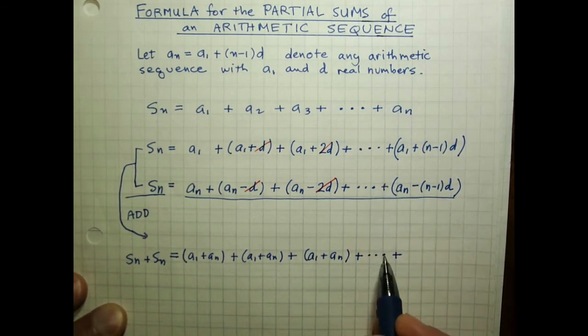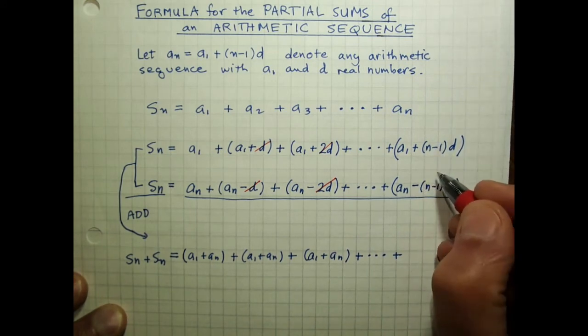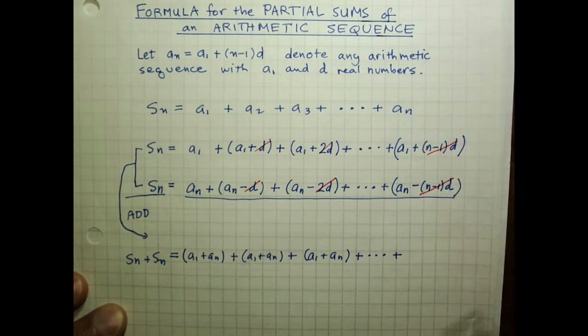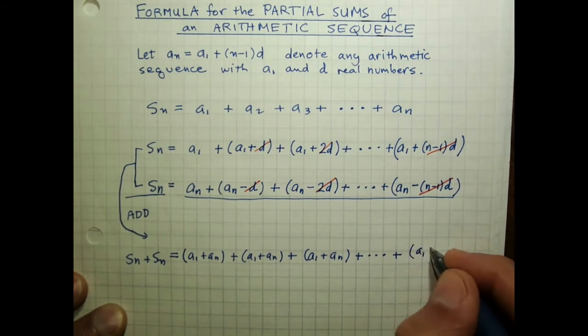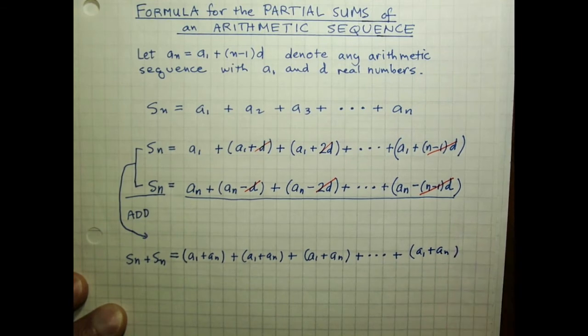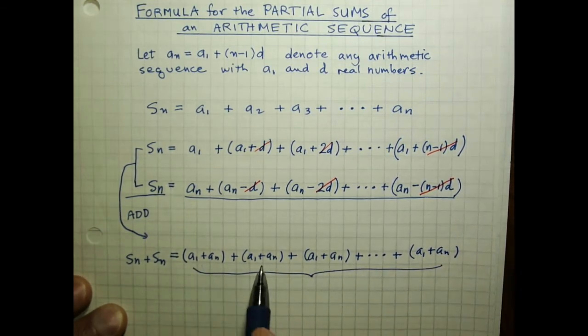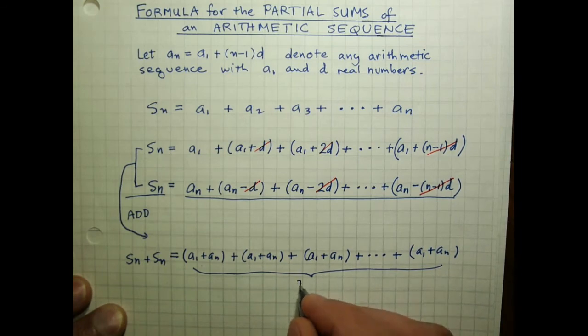And that's going to happen all the way down the line, even down to this last term that looks so messy, because the plus n minus 1d and the minus n minus 1d, when I add them together, are going to cancel out and drop out, and I'm just left with another a1 plus an over and over again. So what we have here is the same thing added to itself over and over n times, right? Because there were n terms in our original partial sum Sn.